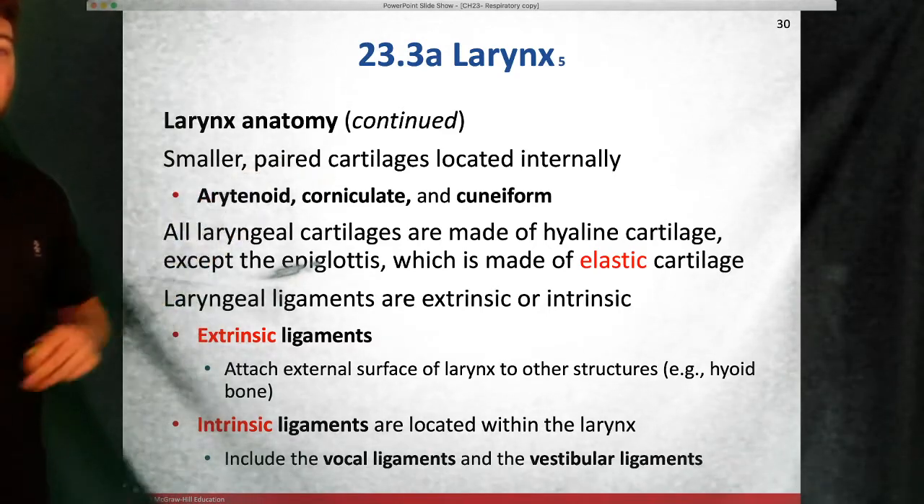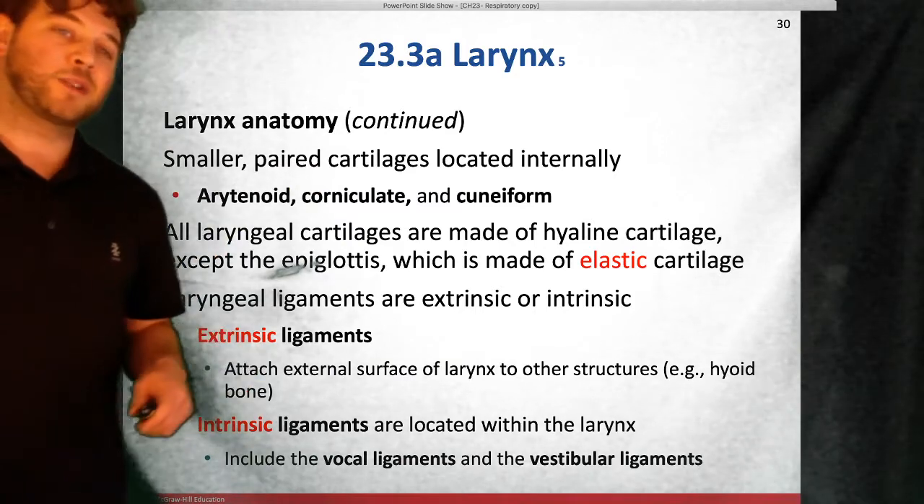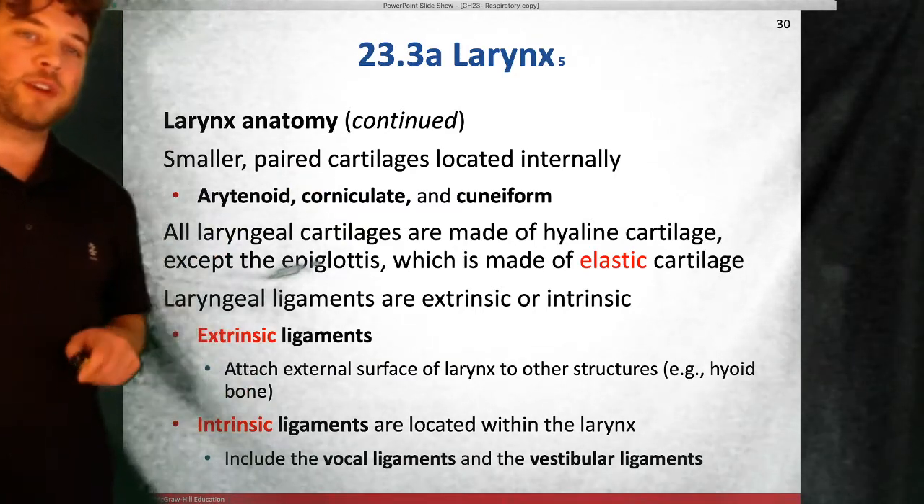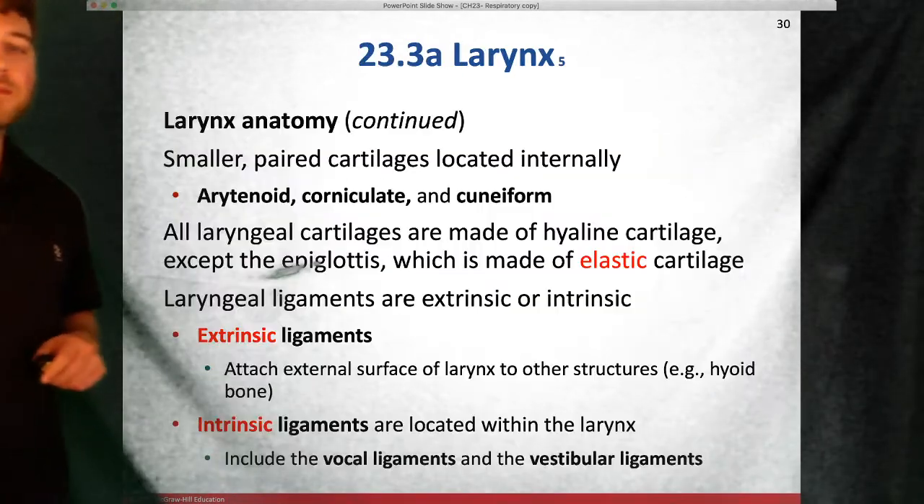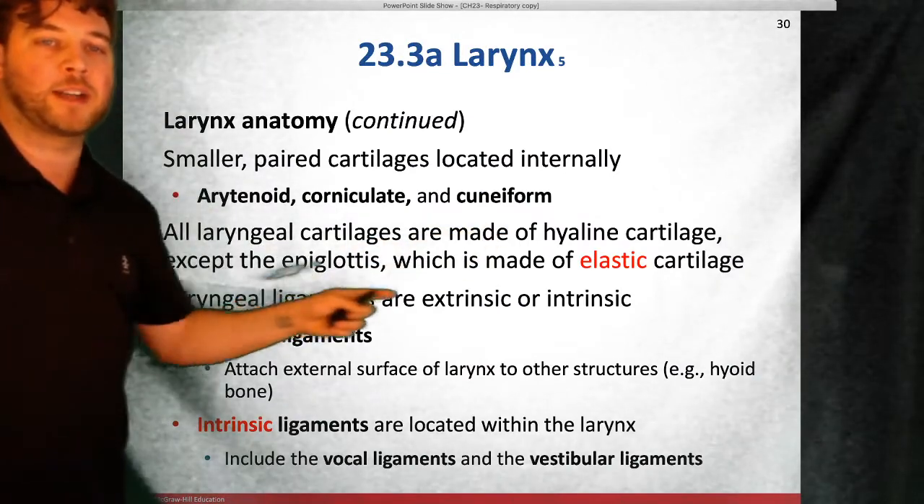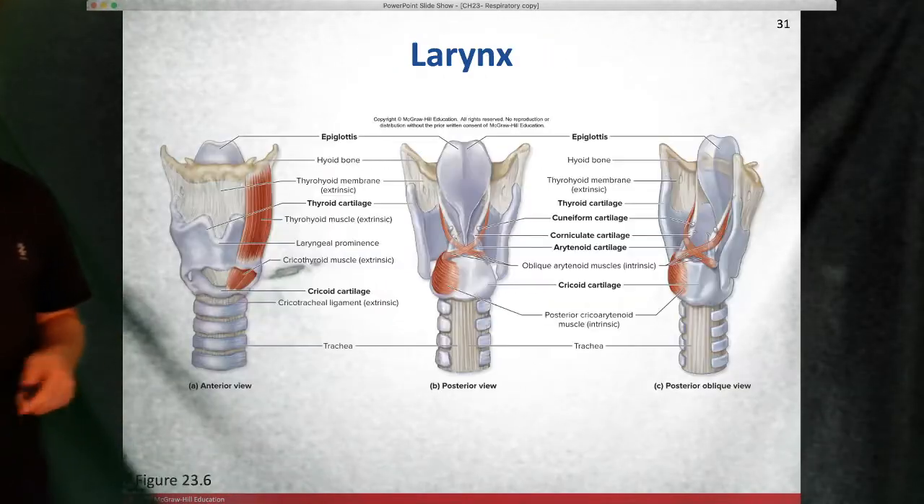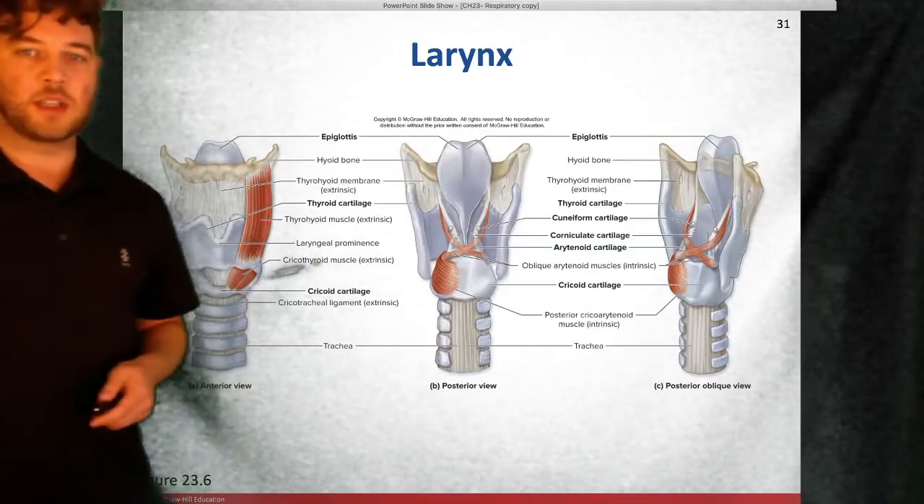You have the smaller paired ones, as well as some extrinsic and intrinsic ligaments that I'm not going to get super into because I am not going to ask you a whole lot about that. You should know that it's hyaline cartilage, except the epiglottis, which is made of elastic cartilage. That's pretty important, just for structure and function reasons.